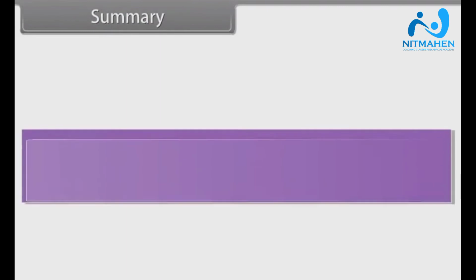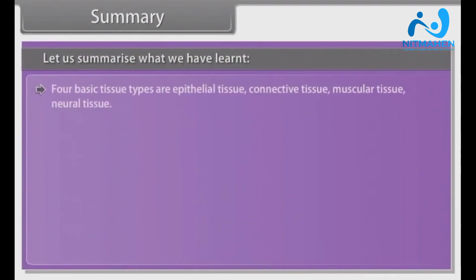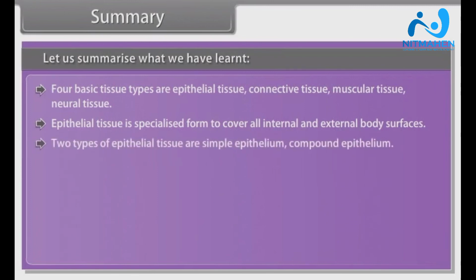Summary. Let us summarize what we have learned. 4 basic tissue types are epithelial tissue, connective tissue, muscular tissue, neural tissue. Epithelial tissue is specialized to cover all internal and external body surfaces. 2 types of epithelial tissue are simple epithelium and compound epithelium.